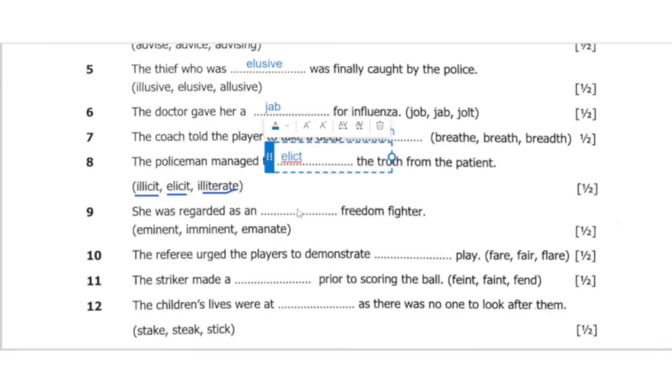Okay, elicit the truth. So it's like getting information. Elicit, not illicit. Okay, elicit. Very good. Okay, we go to the next question.